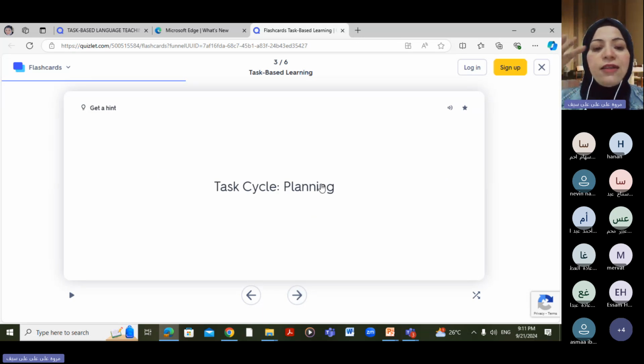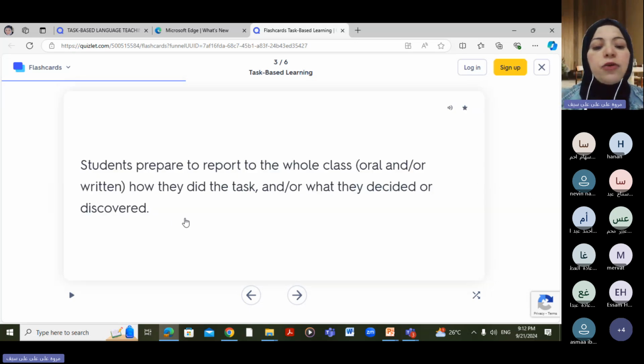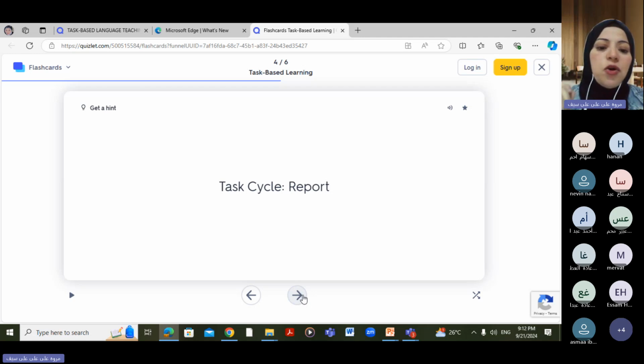Then we have again in the task cycle the planning stage, where when the students do the tasks, they plan the activity. So the students prepare to report to the whole class, orally or in written form, how they did the task or what they decided or discovered. So it's the planning stage, doing the task, and preparing for presenting to class, because they will present to the class what they have done in the task. The teacher just monitors and takes notes.